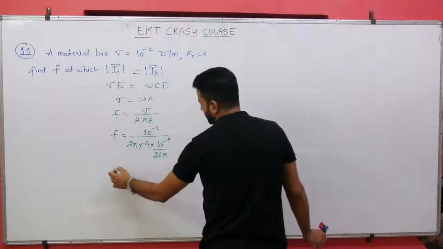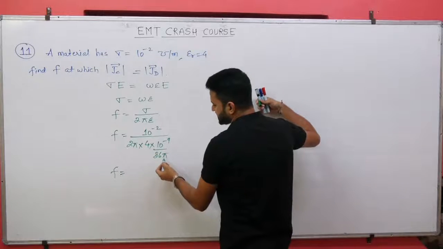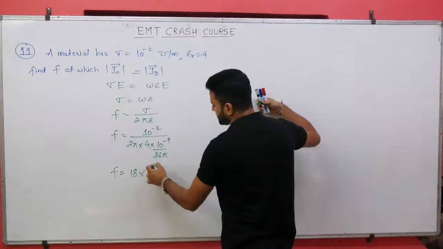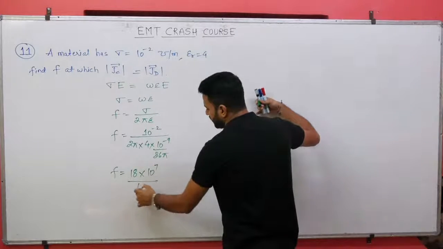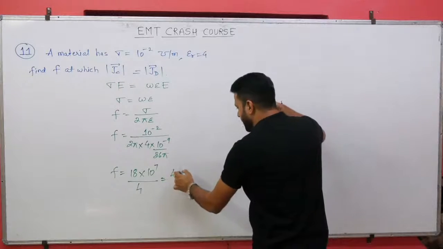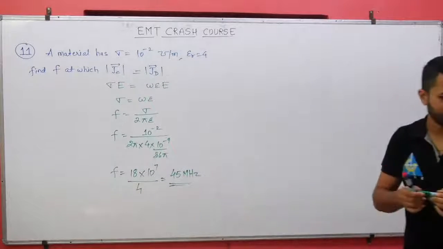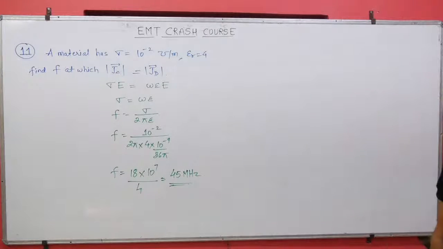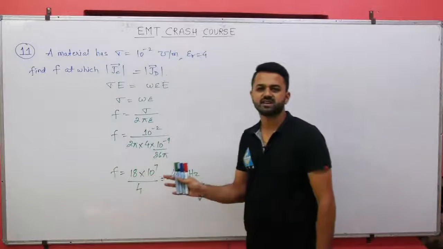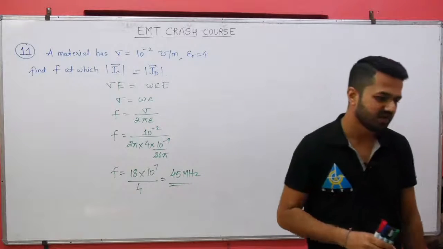So when you calculate it, what do you get? This is 2 pi and this is 36 pi, so you will get 18, and it is 10 to the power 7, divided by 4. If you write it in megahertz, that is 180 divided by 4, which is 45 megahertz. So the correct answer for this question will be 45 megahertz. Yes, Hemant, correct. We have already discussed the frequency at which the magnitude of the conduction current density and displacement current density are equal.